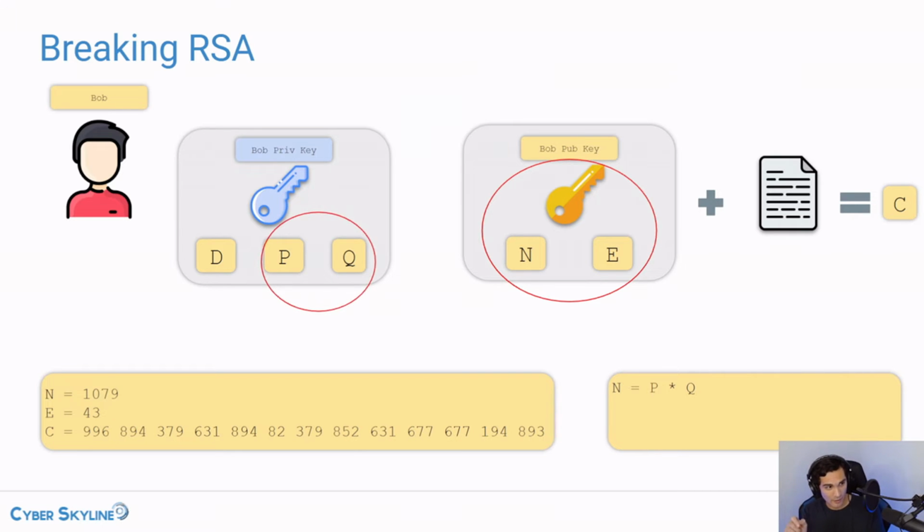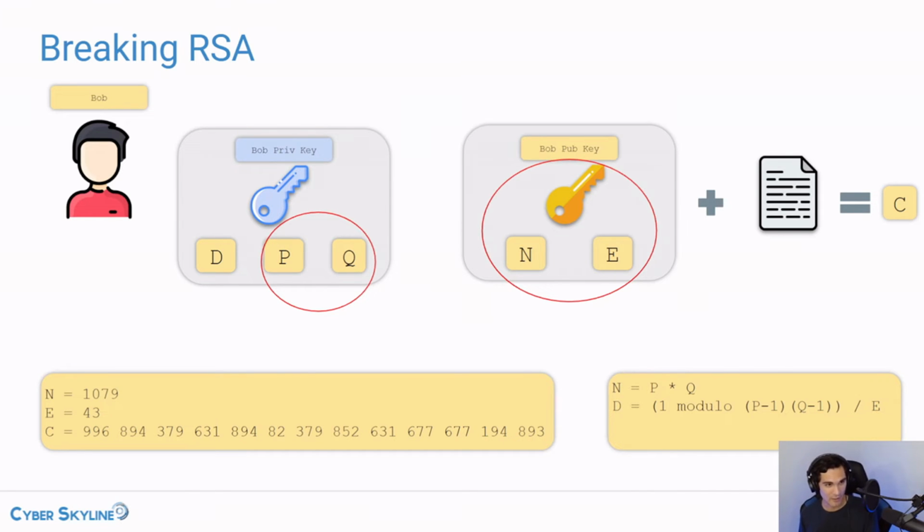Now the next step here, once we get P and Q, is to get D. This math is a little bit more complicated, but basically all you need to know is that there's a formula that you can plug in. And what does the formula use to get D? To get D, we need P, Q, and E. If you notice, we happen to have all of those values.